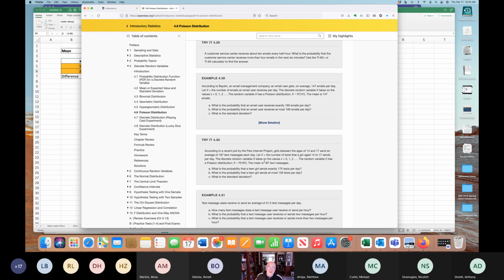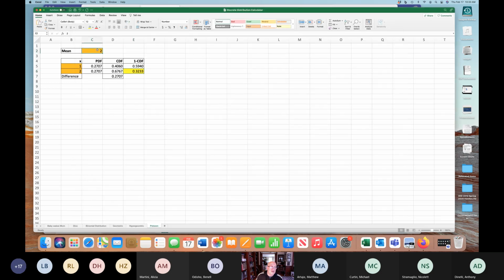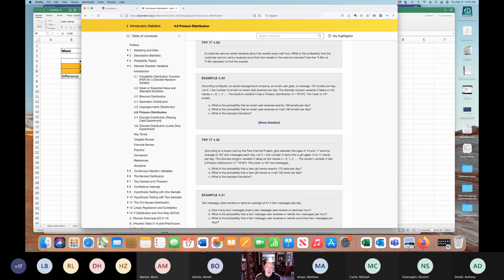The discrete random variable takes on the values 0, 1, 2, whatever. The random variable has a Poisson distribution with a mean of 187. So I can just put 187 right in here. And guess what? Do I expect 1 or 2 text messages to have any probability? It should probably be 0s and 1. Now let me get rid of this because we're not looking at it. Let's go back to the problem statement.